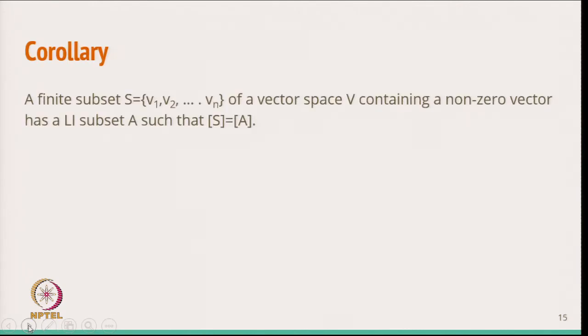So, after this one, we can also state a corollary: a finite subset S, which contains the vectors V1, V2 up to Vn of the vector space V, containing non-zero vectors, has a linearly independent subset A such that span A is equal to span of S. So, this is what we are going to discuss.